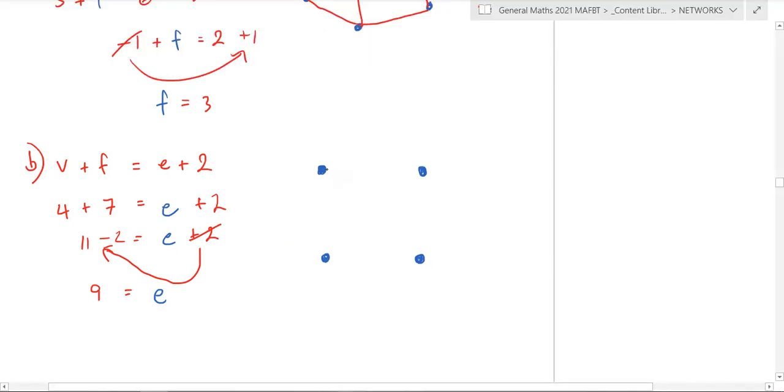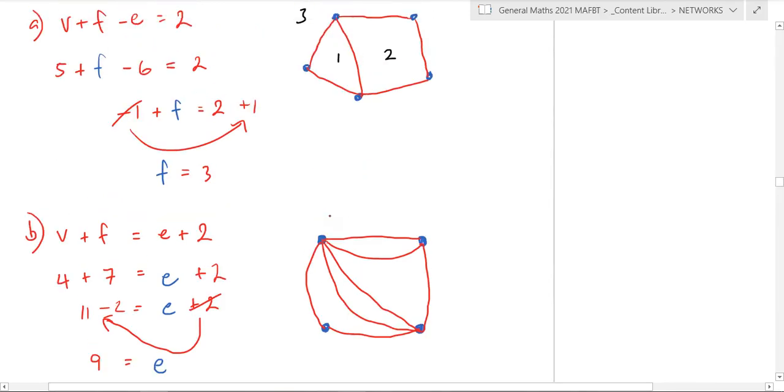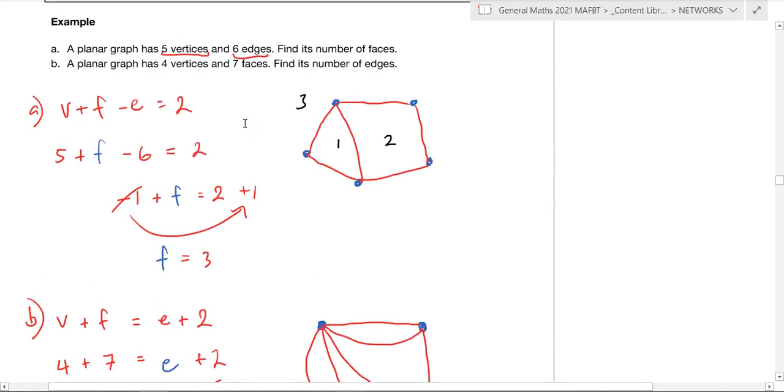Okay, so 1, 2, 3, 4. Let's see what have I got here. 5, 6, 7. So I've got so far 7 edges, and I need to have 9. Okay, but at the same time, adhering to the rules, I've got to have 7 faces in here.